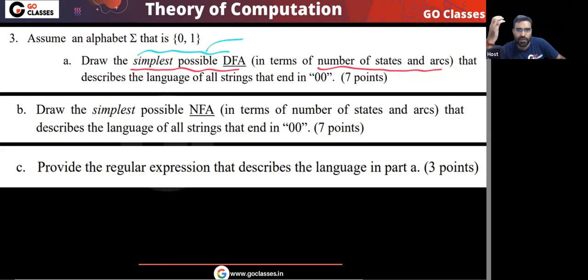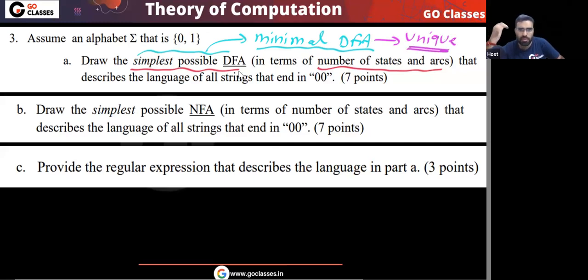You tell me, minimal DFA, is this unique? Yes, this will be unique. Minimal DFA is always unique, so you don't have to worry about this. So we need to create a minimal DFA for this language, where you have strings ending with 0, 0. Let's create the minimal DFA directly, for ending with 0, 0.